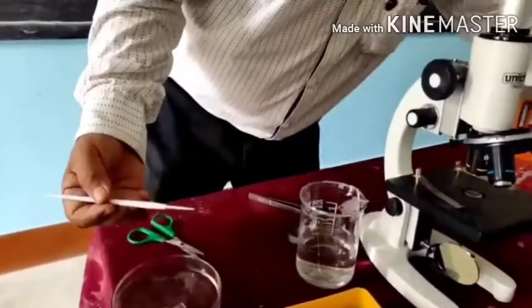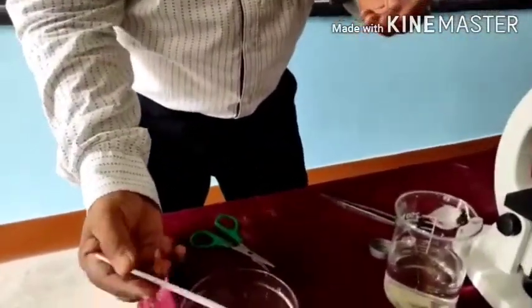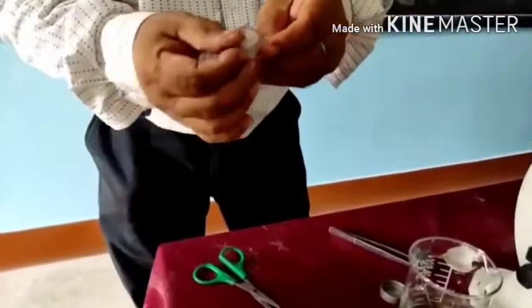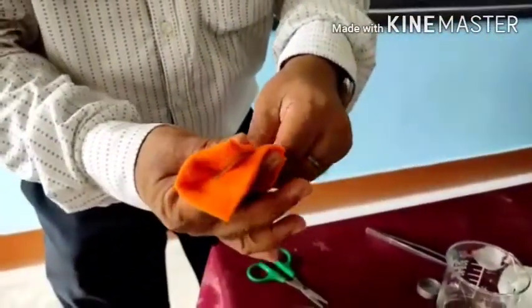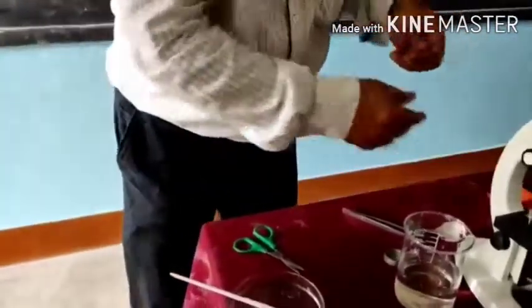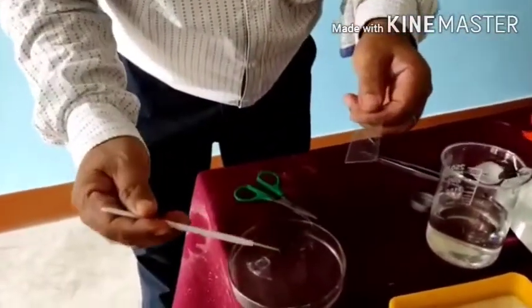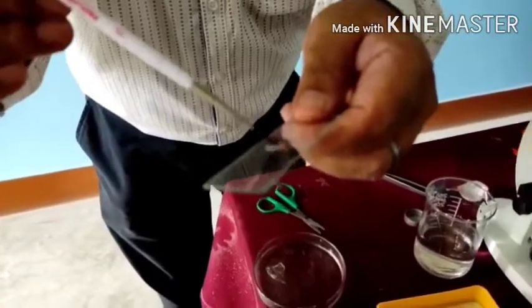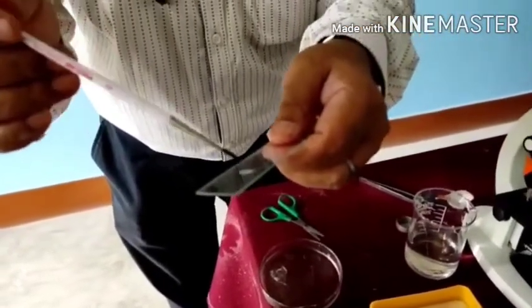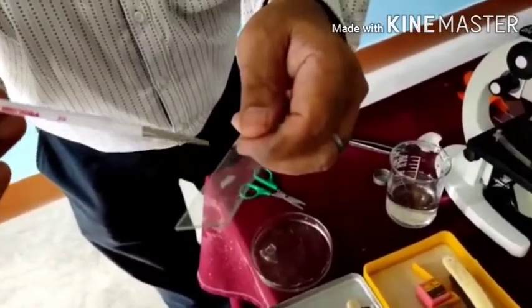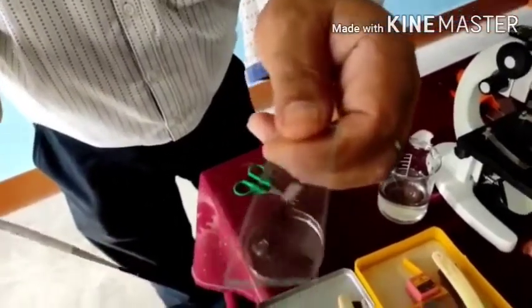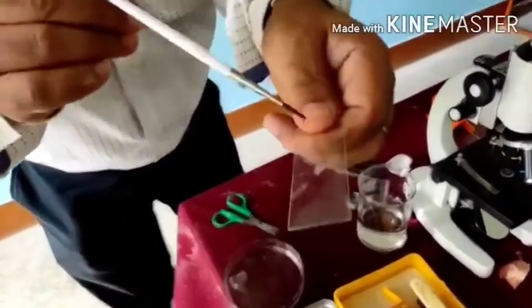And a clean slide we will take. We may wipe the slide properly with the help of a handkerchief. You can see one clean slide I have taken, and on this slide I will transfer that onion peel. See here, I am transferring. Now I have transferred it, and I will spread it. I have spread it. You can see, this is the onion peel, spread and kept on a slide.